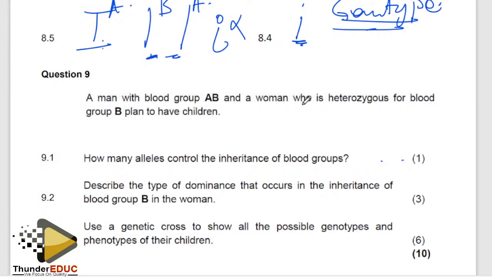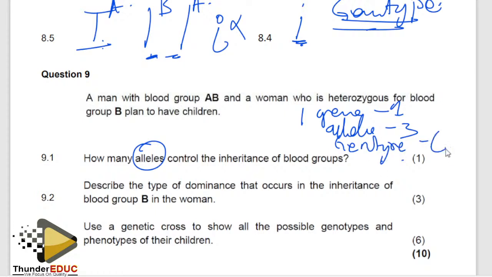A man who is blood group AB marries a woman heterozygous for blood group B and they have children. How many alleles control blood group? They are now talking about the alleles. Gene, there is 1. Allele, there are 3. Genotype, there are 6. Phenotype, there are 4. Why am I using 4? You have A, B, AB, and O. Those are the 4 phenotypes.